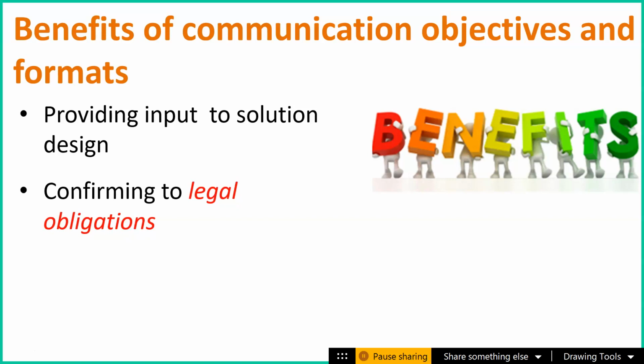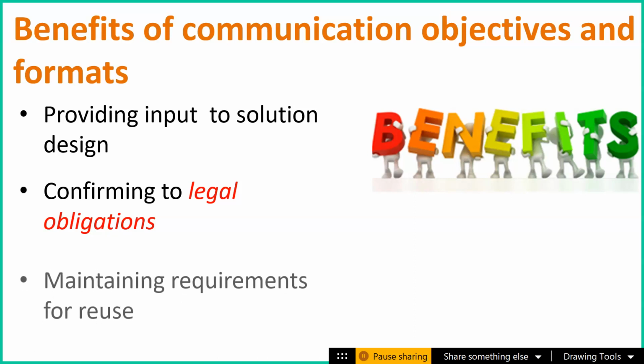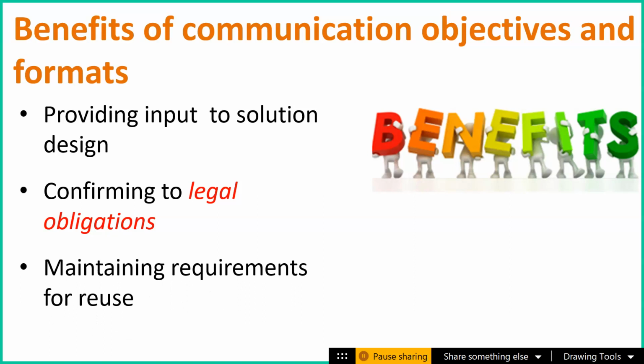It also gives you an opportunity to identify if there are any obligations that you might be conflicting with. So that helps protect the organization. And if I communicate these objectives and formats and I document things in a way that supports that, I'm very likely keeping those requirements in a way that they're reusable.